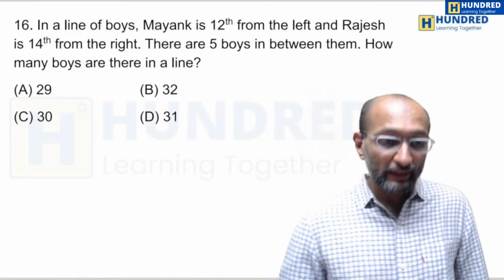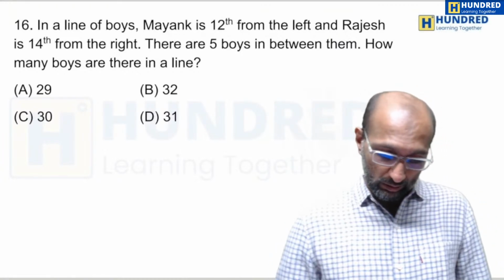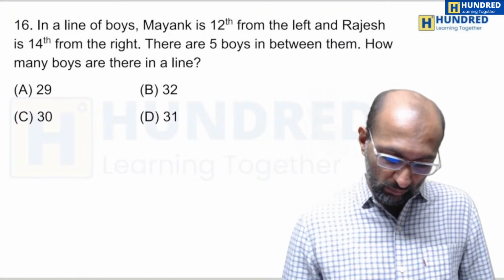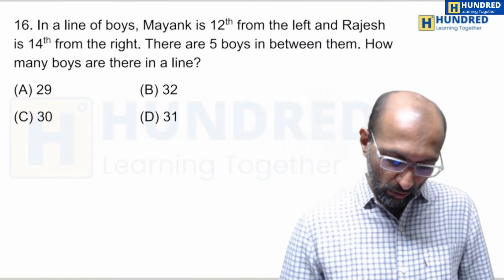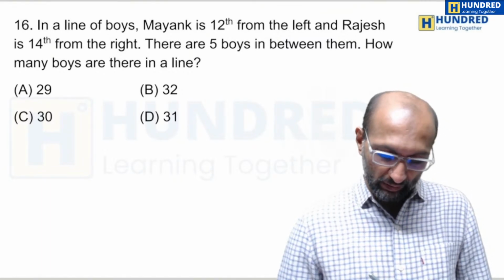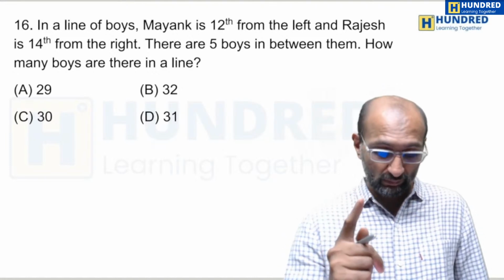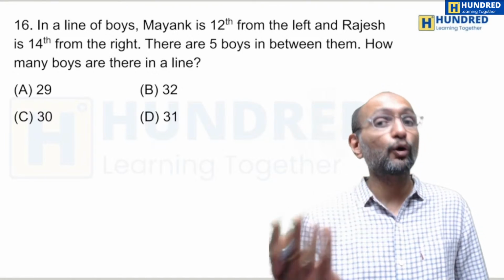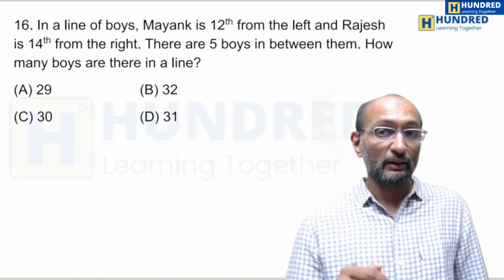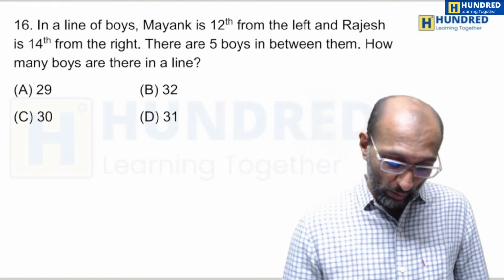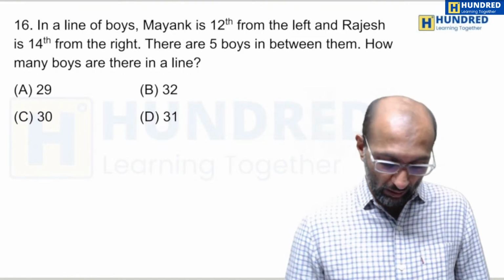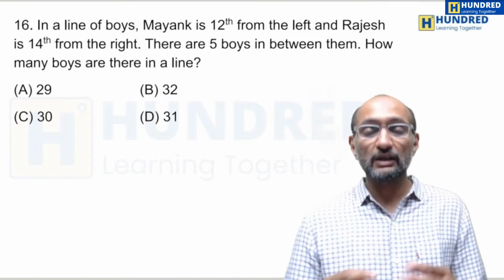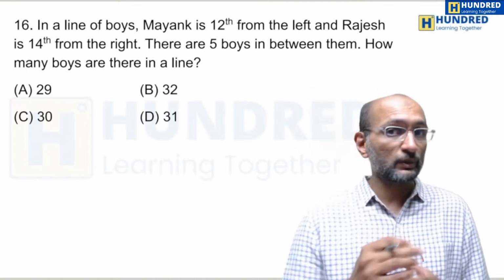Now, in a line of boys, Mayank is 12th from the left and Rajesh is 14th from the right. There are 5 boys in between them. Is it an overlapping or non-overlapping question? Let us see. So 12 plus 14. Please think, this is very similar to the earlier questions that we saw.